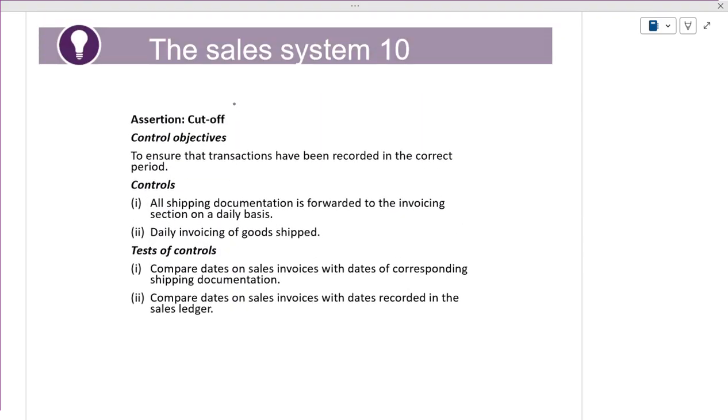Now, what is cutoff? Cutoff is basically with respect to date, always, to ensure that transactions have been recorded in the correct period. They will ask about cutoff on 31st December, before and after. Cutoff is universal, it applies to every other system. It is only the date, nothing more, nothing less, that it has been recorded in the correct period. If you have sales that occurred on 30th December, you should not record them on 5th of January.